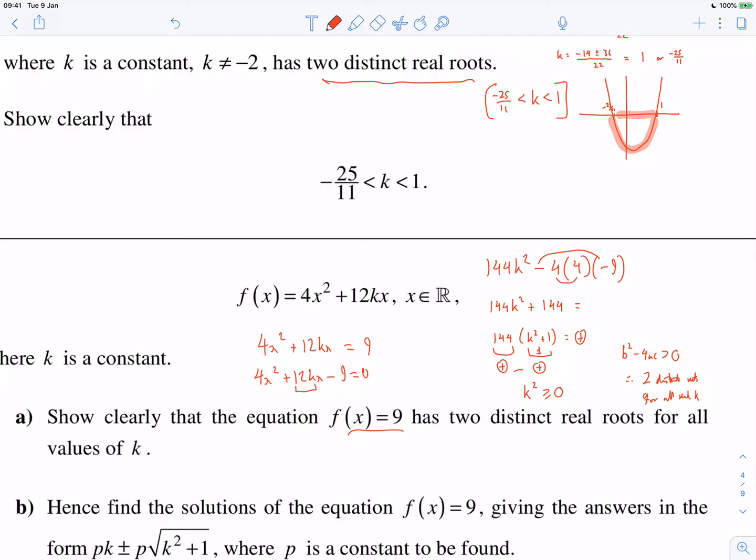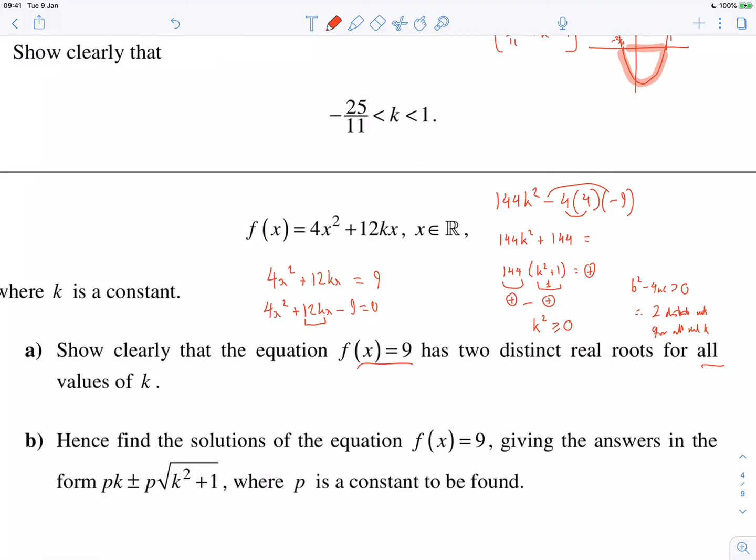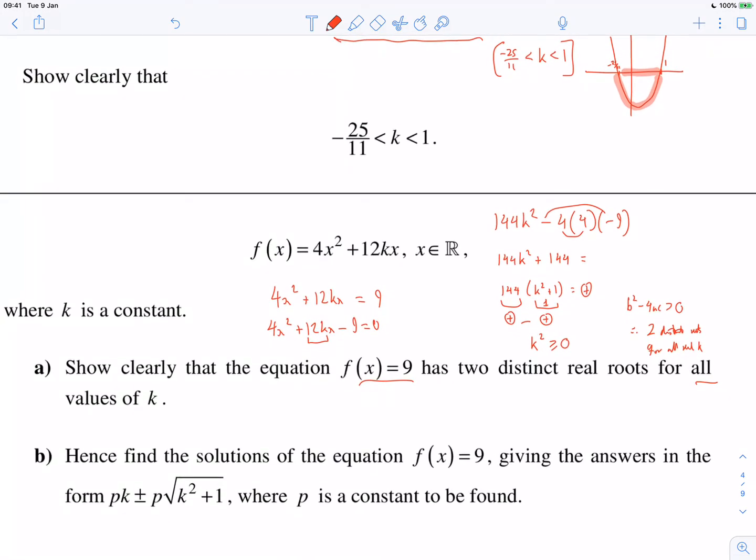So yeah, technically not right. It's not all values of k. K could be a complex number, but never mind. We'll forgive them. Okay, hence find the solutions of f of x equals 9, giving the answer in the form of that.